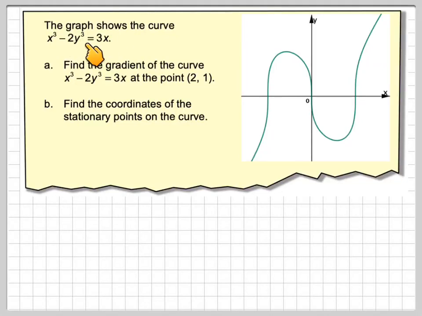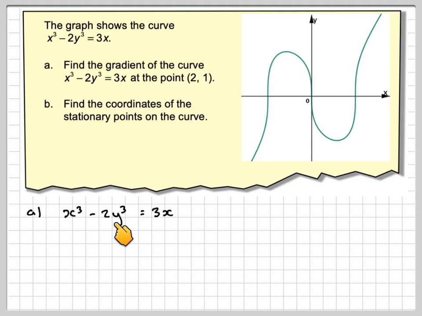The graph shows the curve x cubed minus 2y cubed is equal to 3x. Find the gradient of the curve x cubed minus 2y cubed is equal to 3x at the point (2, 1). Find the coordinates of the stationary points on the curve.